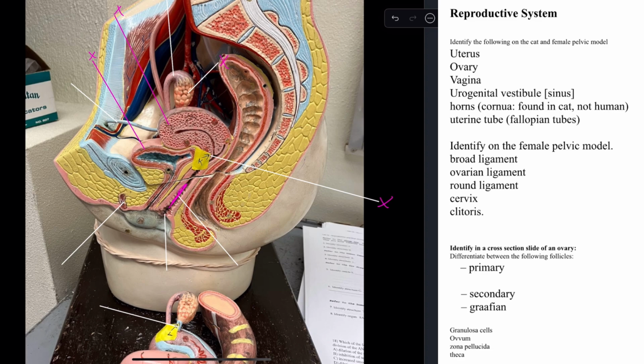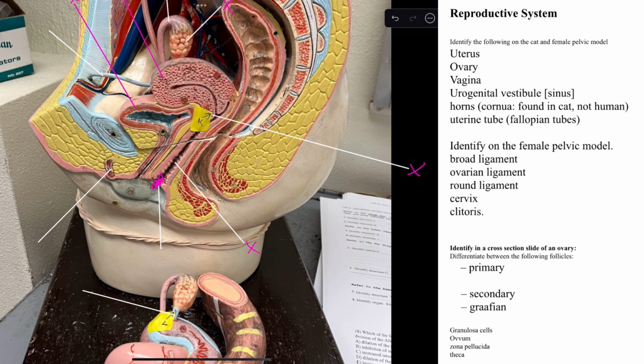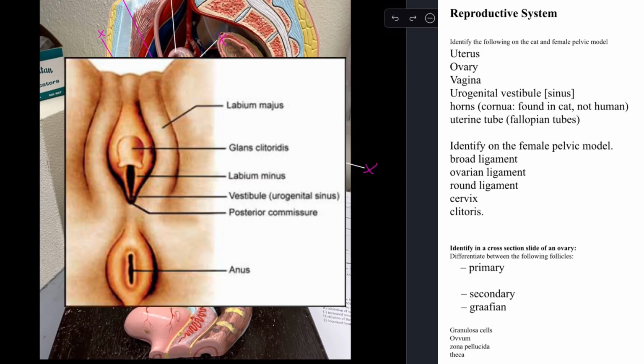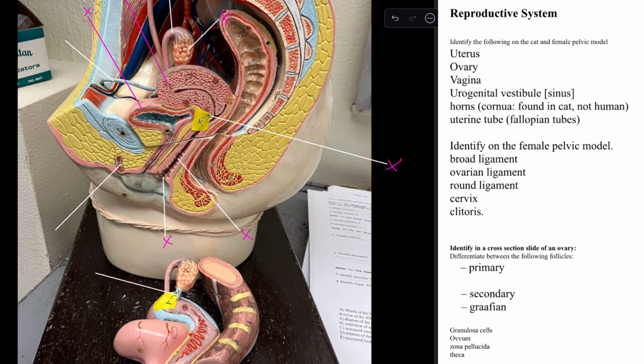In here, this little, what's it called, like opening? Oh, what is it, cavity? There we go, that's the word I was trying to look for. The cavity is the vagina. And then this one right here where I'm pointing at, I'm going to provide a picture here showing you what it is because I really can't tell you, but that right there is the urogenital vestibule. And then this little structure right here is the clitoris.